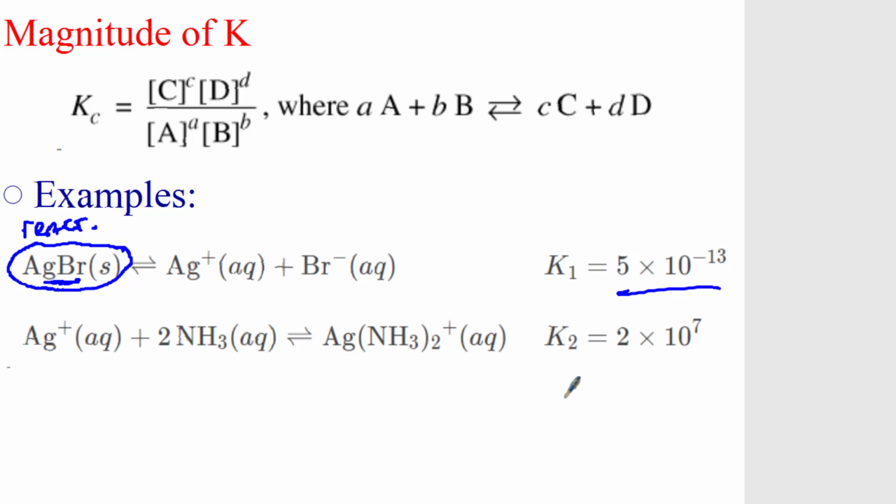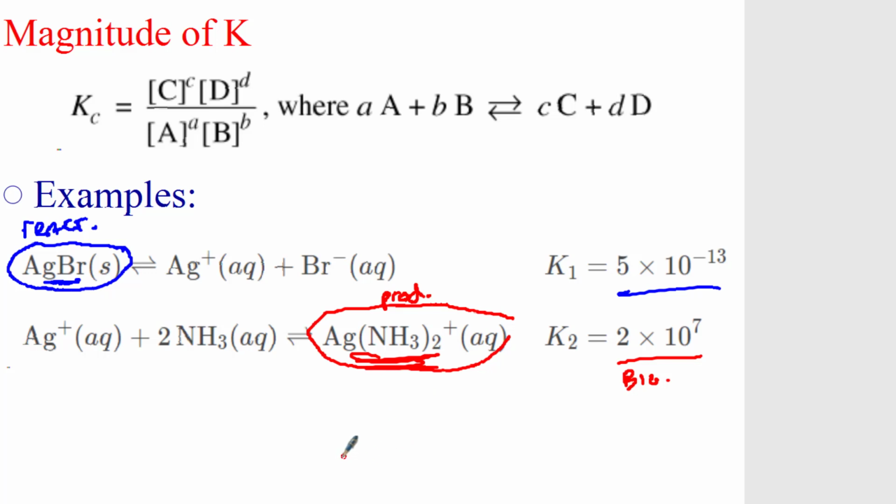So let's take a look at this second example. This K is really, really big, isn't it? 2 times 10 to the 7th, that's 20,000,000. It's huge, which means your products are going to be favored. This substance is going to be way greater in concentration than your reactants. If you take a look at a particle diagram, there's going to be a whole bunch of these Ag(NH3)2 plus in your solution and very little of your other substances.